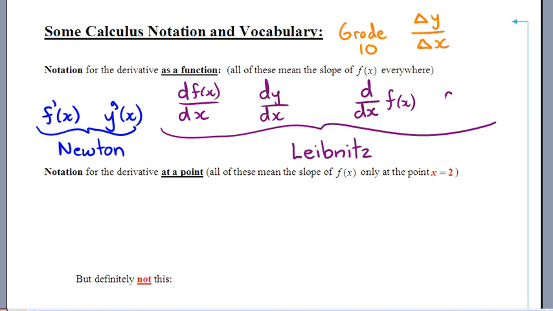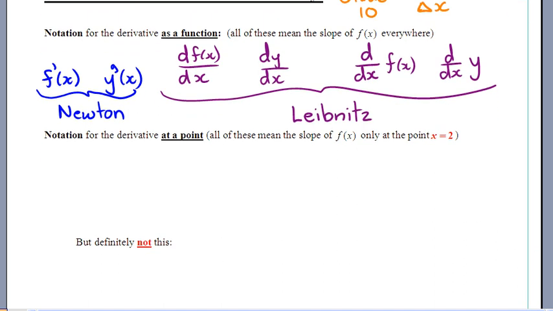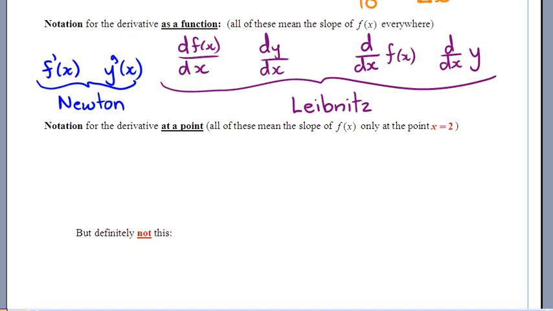You can do it with y as well, right? You could say, hey, can you go and find d dx? Can you go and find the derivative of y? And so all of those mean the same thing. What's nice about the Leibniz notation is that it has packaged into it that you're doing a derivative with respect to x, that x is actually your variable.